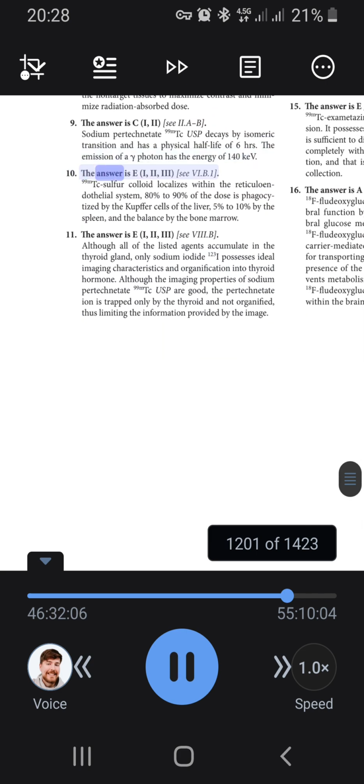The answer is E. 99mTc sulfur colloid localizes within the reticuloendothelial system. 80% to 90% of the dose is phagocytized by the Kupffer cells of the liver, 5% to 10% by the spleen, and the balance by the bone marrow.